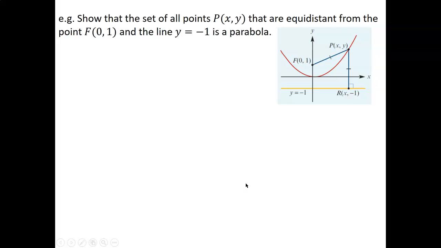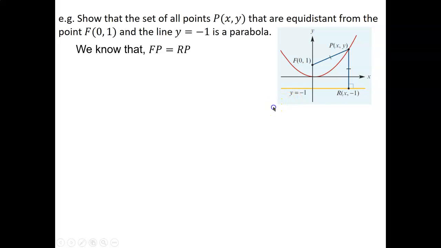So let's have a think about what we're being asked here. The point F, this is F for focus, is at (0, 1) here on the y-axis. My line y equals -1 is here. We're finding the set of points that are equidistant from the focus and the directrix. So we know that FP, where P is the point (x, y), is equal to RP. R can take any x value at all, the y value is always -1.